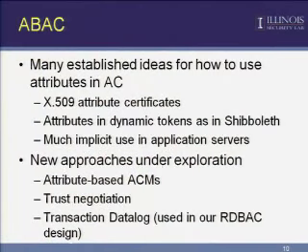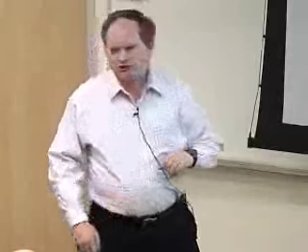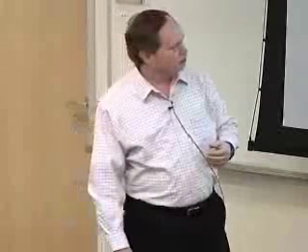Now, looking at the kind of core technologies here, ABAC, there's a lot of established ideas on how to use attributes in access control. Like I said, the idea is not radically new, of course. One of the ones that was popular was X509 attribute certificates, where you could have an identity certificate, and then in order to avoid having to put lots of information on it, you separately have a certificate that binds attributes to the identity on the X509 identity certificate. Then you also see it, for example, in dynamic tokens, like the Shibboleth tokens carry attribute information, so you can use that for authorization decisions in addition to the identity information.